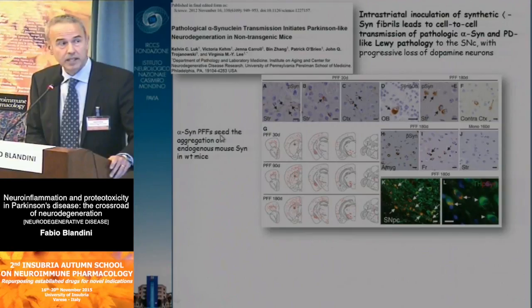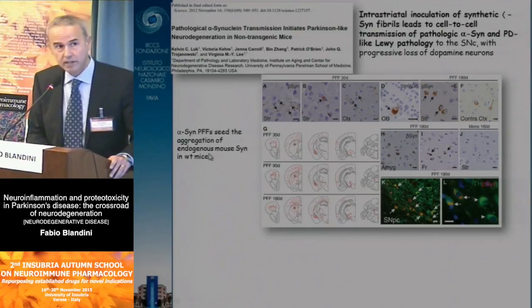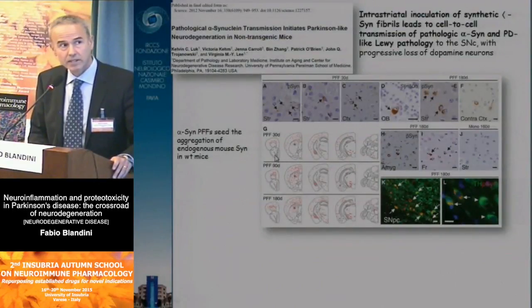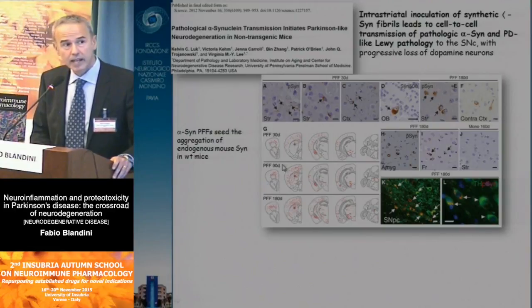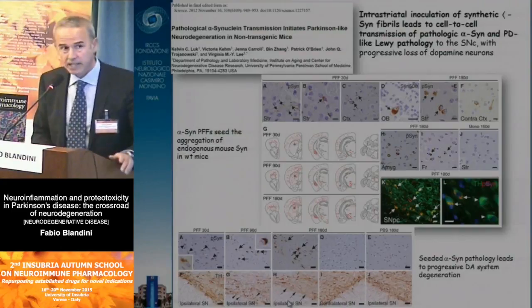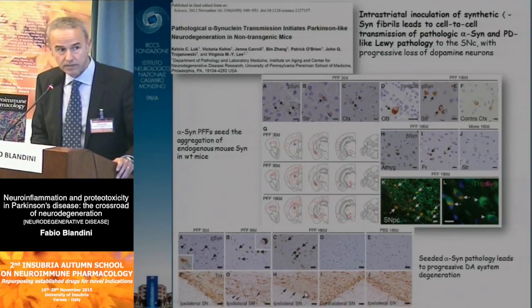Basically they inoculated preformed fibrils of alpha-synuclein, and this inoculation seeded the aggregation of endogenous synuclein in wild-type mice. This seeding process was obviously increasing with time, and it was colonizing basically the whole brain. But most importantly, this seeding involved the substantia nigra pars compacta, where the cell bodies reside, and was associated with a progressive cell loss.